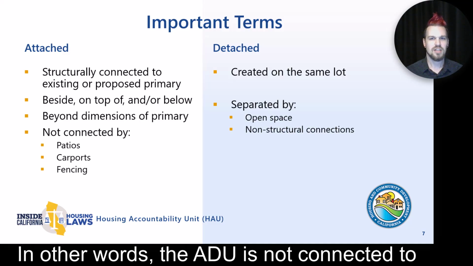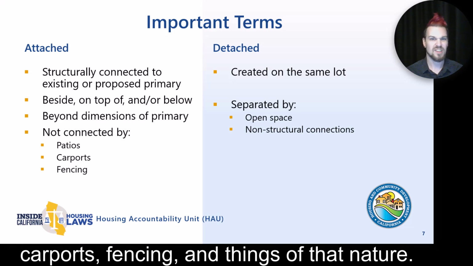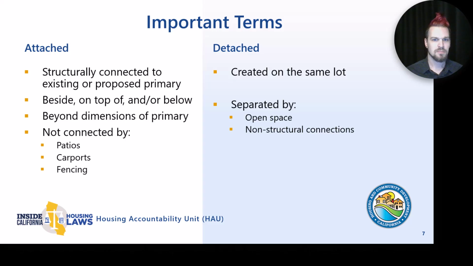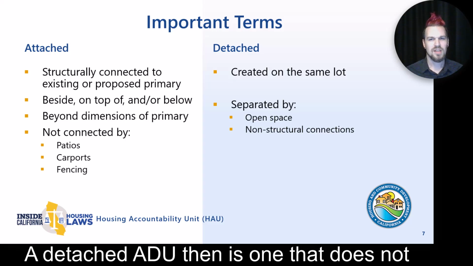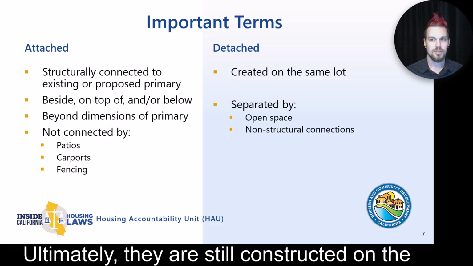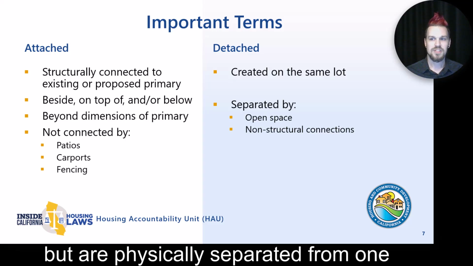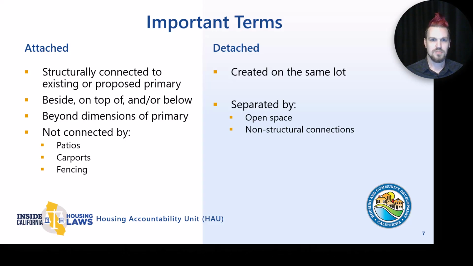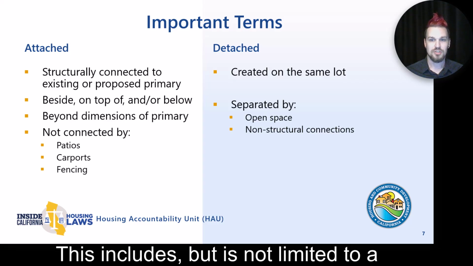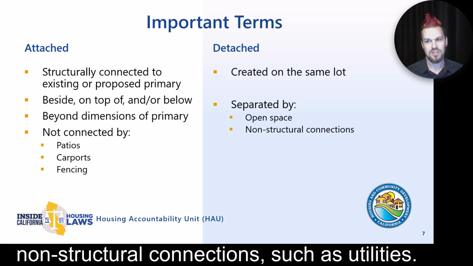In other words, the ADU is not connected to the primary dwelling by things like patios, carports, fencing, and things of that nature. A detached ADU, then, is one that does not have that structural connection. Ultimately, they are still constructed on the same lot as the existing or proposed primary dwelling, but are physically separated from one another. This includes, but is not limited to, a separation by a clear, open space, as well as non-structural connections such as utilities.